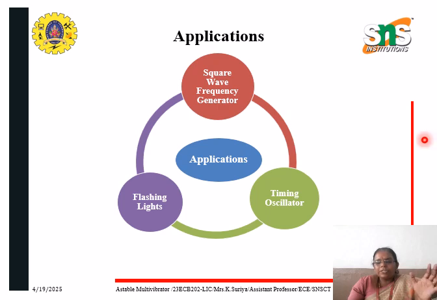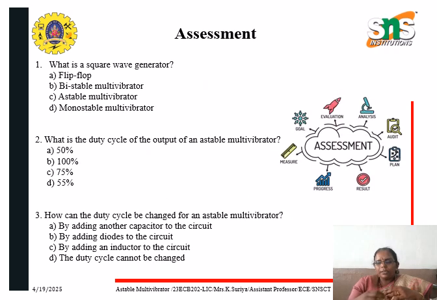Some of the applications of astable multivibrator are square wave frequency generator, timing oscillators, and flashing lights. So you can use astable multivibrators wherever automatically the output has to change between the two states. Hope you understood astable multivibrator in detail.